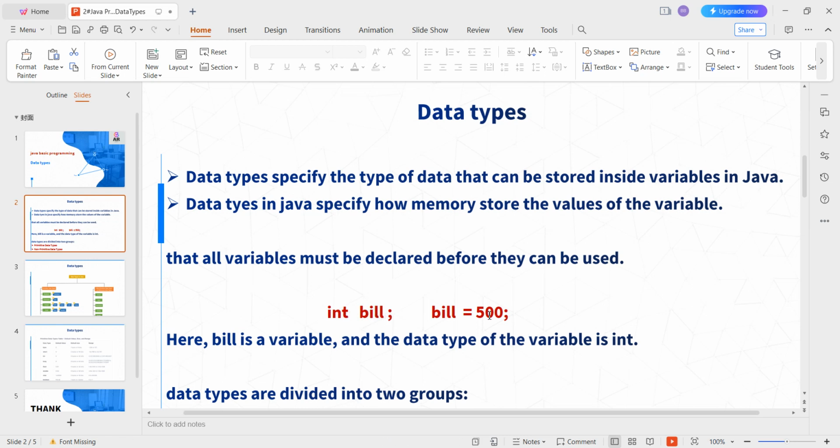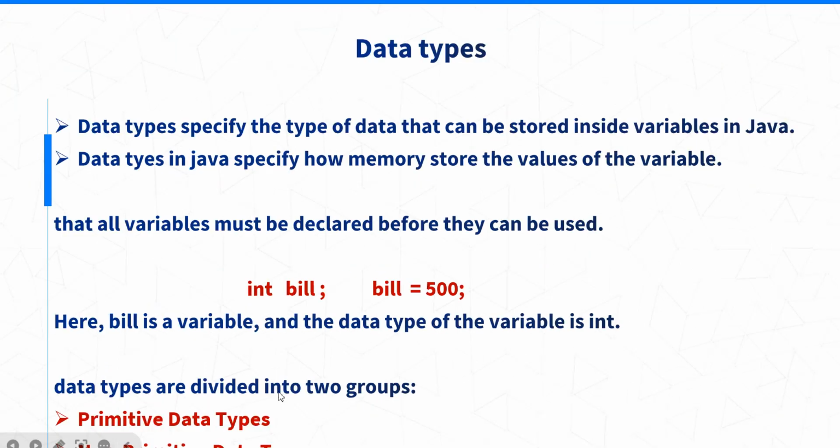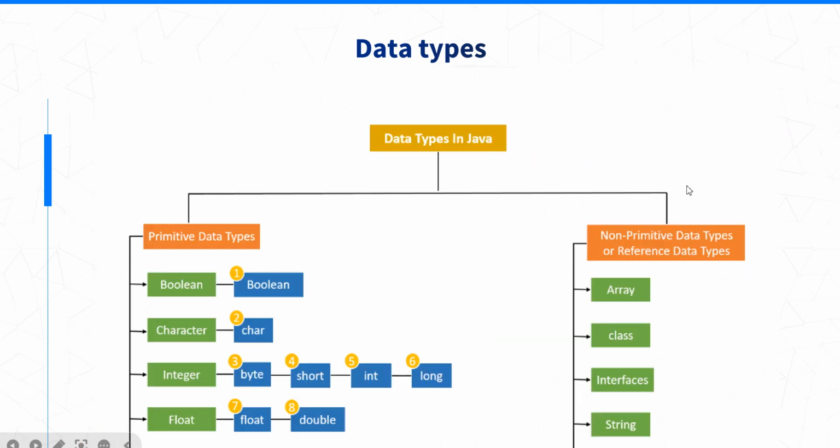Which type means integer type. Bill is a variable and the data type of the variable is integer type. There are different types of data types: two types, primitive data types and non-primitive data types. Primitive data types: boolean, character, integer, float.